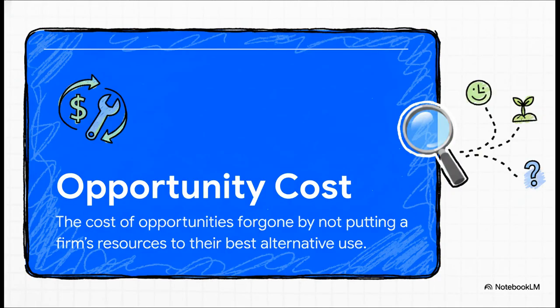And that brings us to maybe the most important tool in the entire toolkit: opportunity cost. Look, this isn't just about the money you spend. It's about the opportunities you give up. Every time you decide to use a resource, your time, your money, a piece of land, you're also deciding not to use it for the next best thing. That road not taken, it has a value, and that value is a very, very real economic cost.